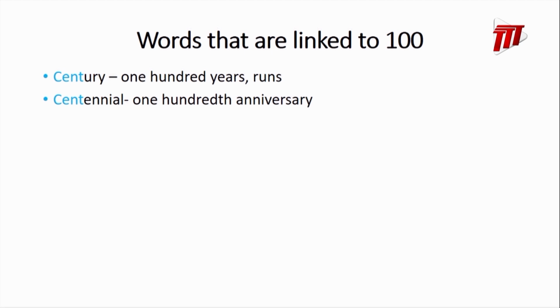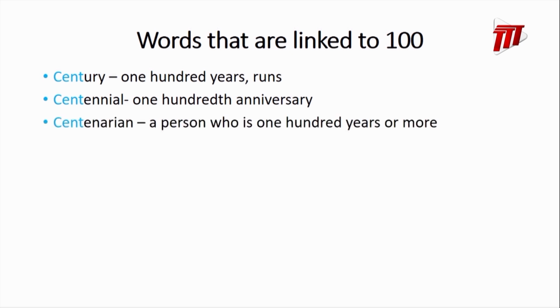Centennial, 100th anniversary. Again, it is linked to the number 100. So the centennial is a 100th anniversary. A centenarian is a person who is 100 years or more. I wonder if you know anybody who is a centenarian. Maybe your grandma or grandpa, or even great-grandma or grandpa. Once that person gets to 100 years and beyond, they are called a centenarian.